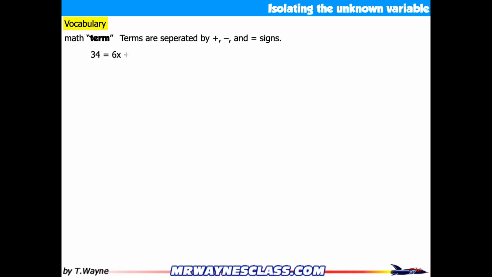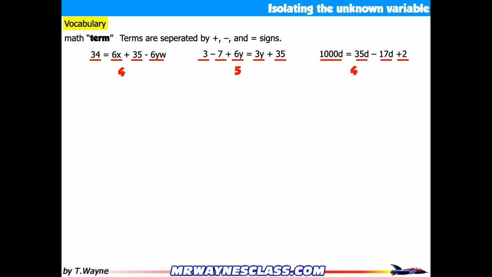For example, in this equation, how many terms are there? There are 4 terms in this equation, all separated by equal signs, plus and minus: 1, 2, 3, 4. In this equation, how many terms are there? 5: 1, 2, 3, 4, 5. In this equation, how many terms are there? 4: 1, 2, 3, 4. 4 different terms, all separated by plus, minus, or an equal sign.